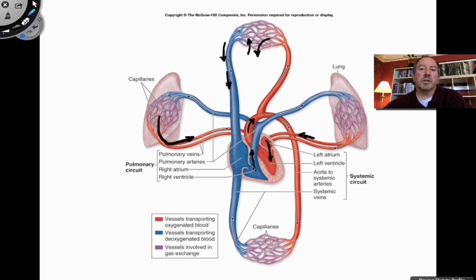So do you see here that there's two circuits? There's one circuit where the heart is pumping to the lungs. This is called the pulmonary circuit, like that. And then there's another circuit where the heart is pumping to the body and then coming back to the heart. So when it's going away from the heart, it's either going to the lungs or it's going to the body. Okay?